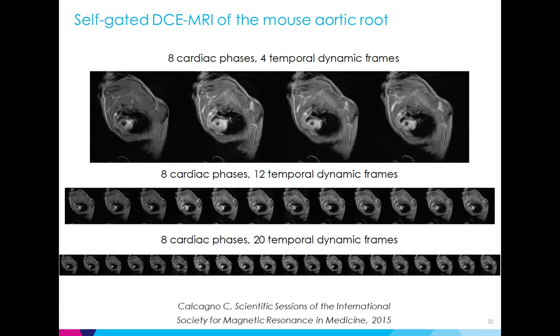You can see in this case, this is an example with 20 dynamic frames. The acquisition was still about 32 minutes, so we're about 1.5 minutes per temporal dynamic, which overall would be considered pretty slow, but you know, for imaging dynamically, the mouse aortic root is quite acceptable.